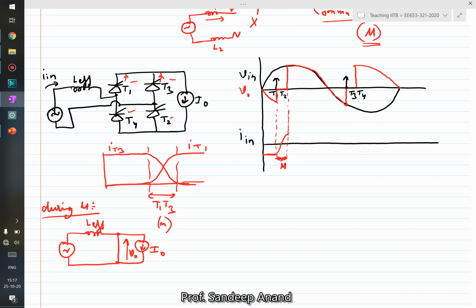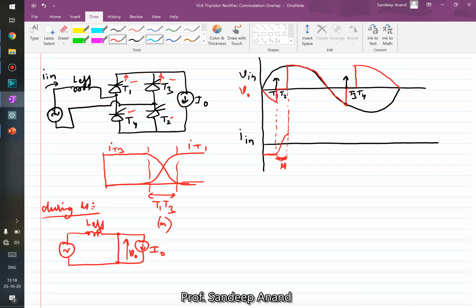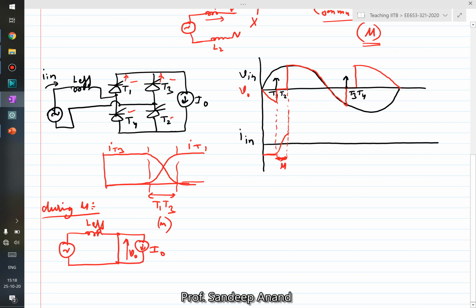But now let's also write some equations and try to have an expression for, let's say, mu, right? So let's try to derive an expression for mu to begin with. So how do we find mu? So if you want to find mu, you can write the Kirchhoff's voltage equation during this overlap period, right? So what is Kirchhoff's voltage equation during this period? Vin is equal to L effective into di by dt, right? You can take dt here, so you can say Vin dt is equal to L effective di.